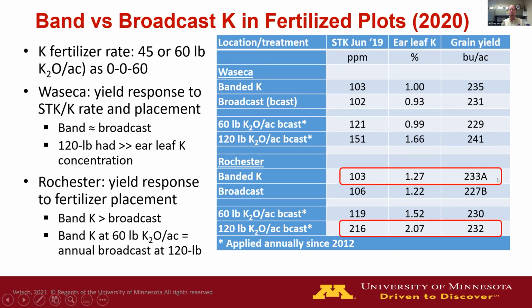But yields were 6 bushels different, and that was a significant difference at Rochester. What's interesting as we go down to these annual treatments, again you see the increase in soil test and the increase in ear leaf K, but no difference in yield. Even when we went up to this 120-pound treatment annually for 7 years, where we had a soil test level over 200 and ear leaf K over 2.07, yield was still very similar to these over here, and statistically not different than the banded K with much less fertilizer applied.